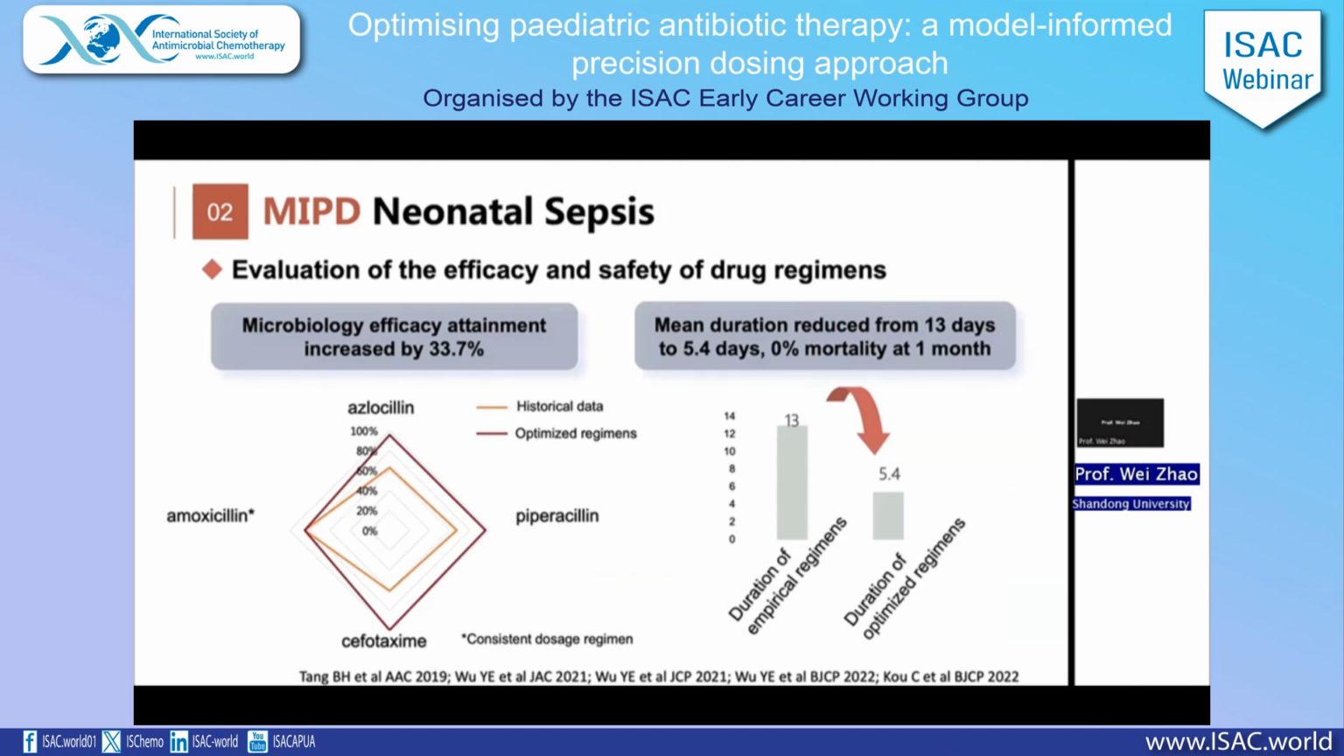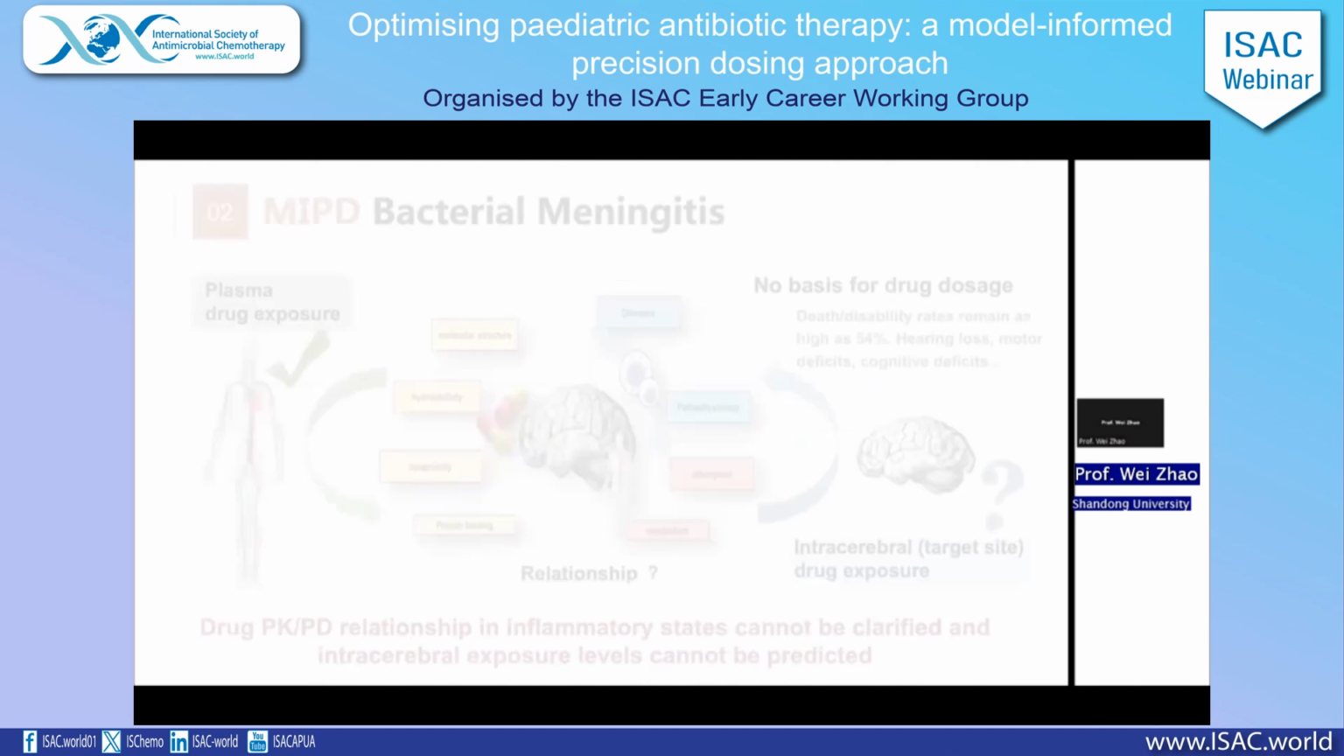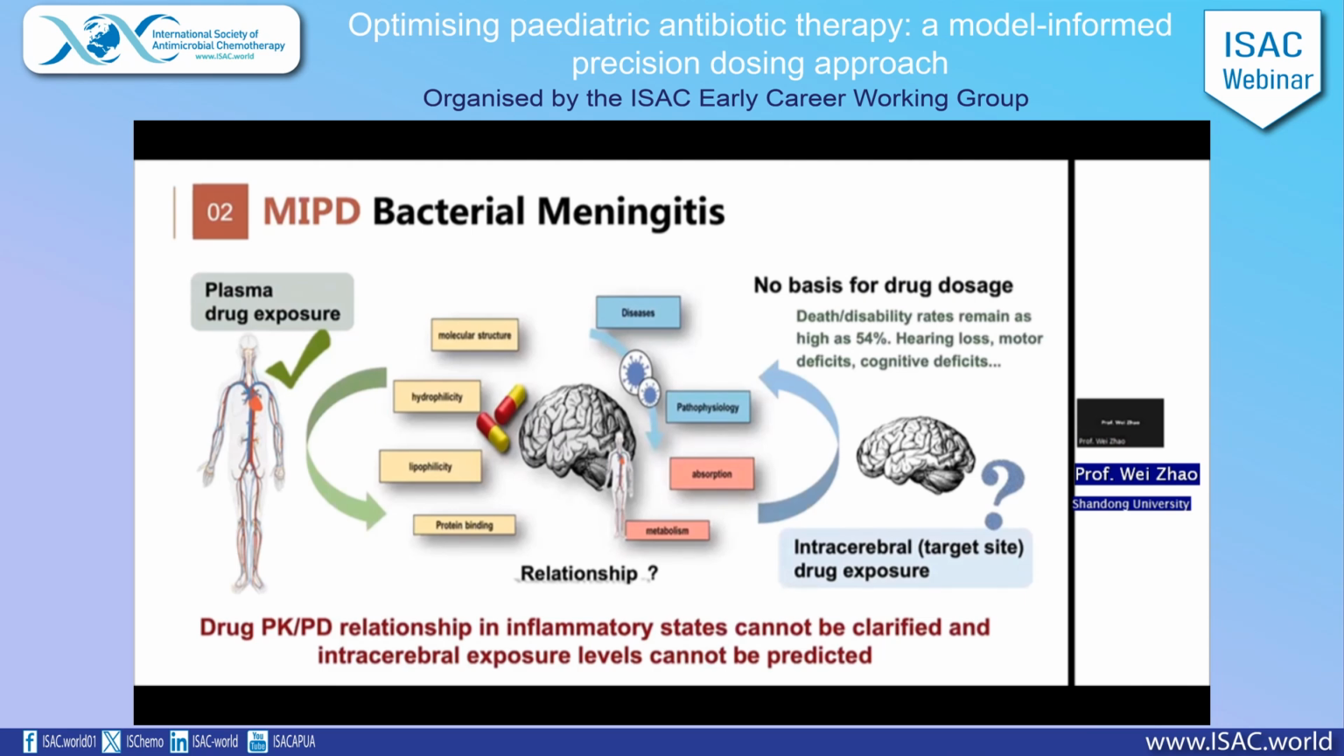And when we evaluated this dose in clinical practice, the treatment duration was reduced from 30 days to 4.4 days. And this is a big reduction in treatment duration based on this optimal dose. And in addition to the sepsis, this is amazing.